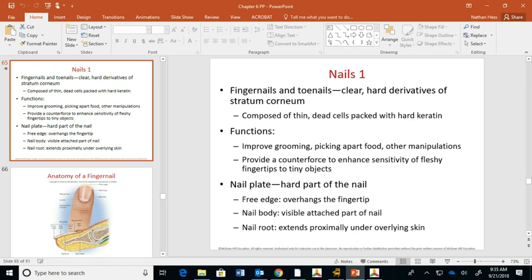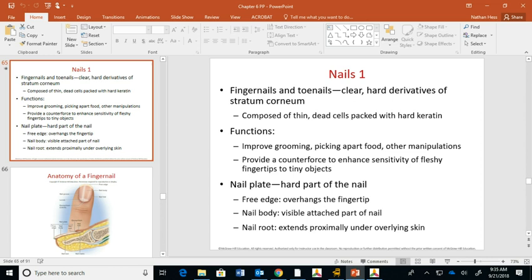Well, so what do we use nails for? Okay, it gives us a tool to use, right? So that we can actually pick up little things or tear little things. That's why I don't like to cut my nails super short, because I like to be able to actually use them as a tool. Yeah. What else?